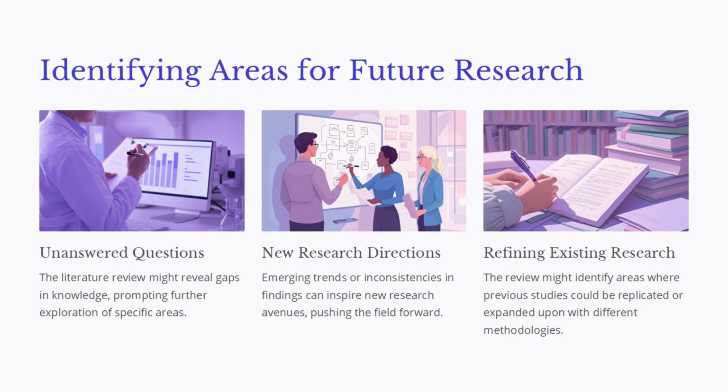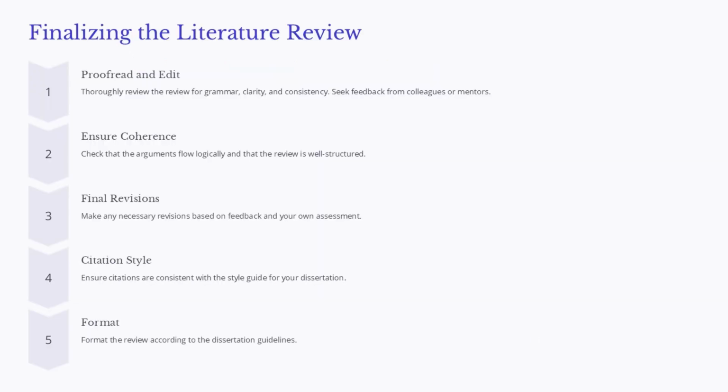The literature review can reveal gaps in our current knowledge, highlighting areas that need further exploration and research. Emerging trends or inconsistencies in existing findings can inspire new research directions, pushing the field forward in exciting ways. The review may also identify areas where previous studies could be replicated or expanded upon using different methodologies, refining our understanding. These three key areas, unanswered questions, new research directions, and refining existing work, are important considerations as we plan future research.